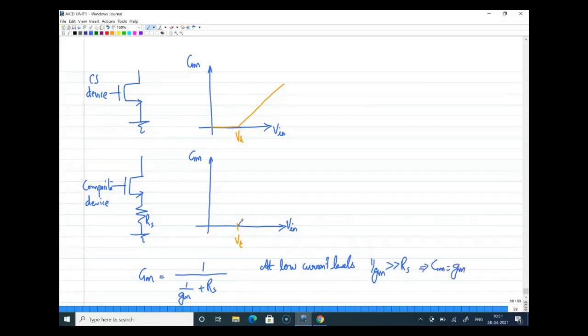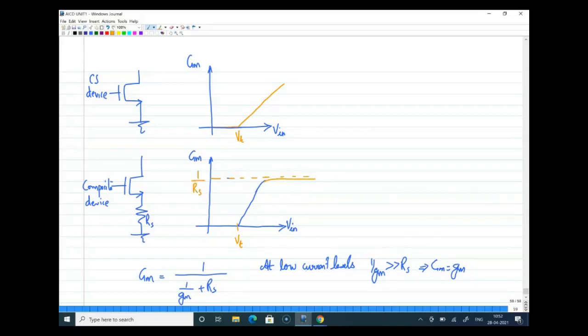That means you will have definitely some variation. Your capital GM will be actually varying. But what will happen after some time, as your Vin increases, you will have larger ID that will make 1 by gm very small compared to RS. That means this can come to one point and then it will be independent of gm, or this value will be almost equal to 1 by RS.